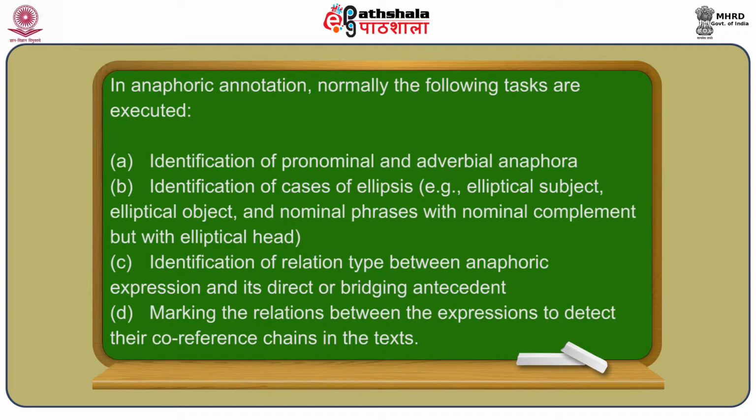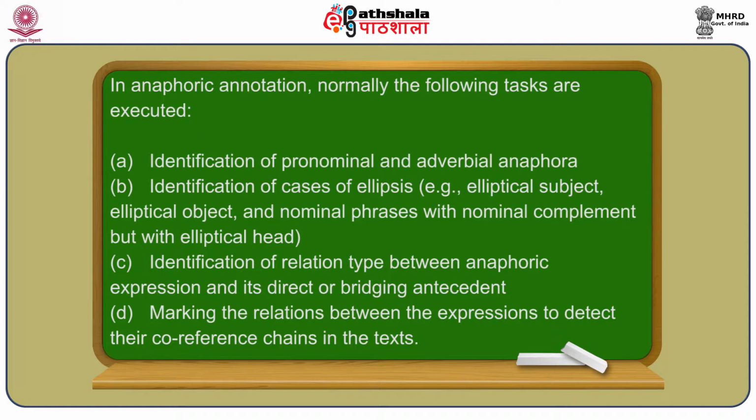Number 1, identification of the pronominal forms and adverbial forms, which are basically anaphora. Identification of cases of ellipses: elliptical subject, elliptical object, nominal phrases with nominal complement but with elliptical head. So these are important lapses, ellipses, which also need to be marked in anaphora. Identification of relation between the anaphoric expressions and direct and bridging antecedents, and marking the relations between the expressions to detect their co-reference chains in texts.